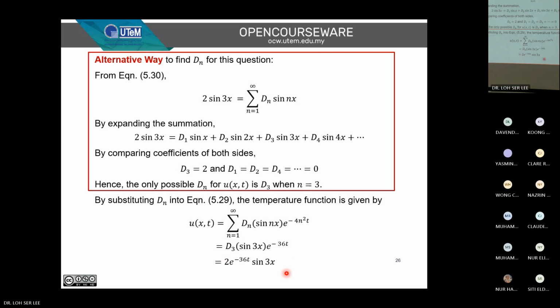That means for the heat equation, when your initial condition is a sine function, you can use this way. This is much simpler without the need of finding the Fourier sine series.